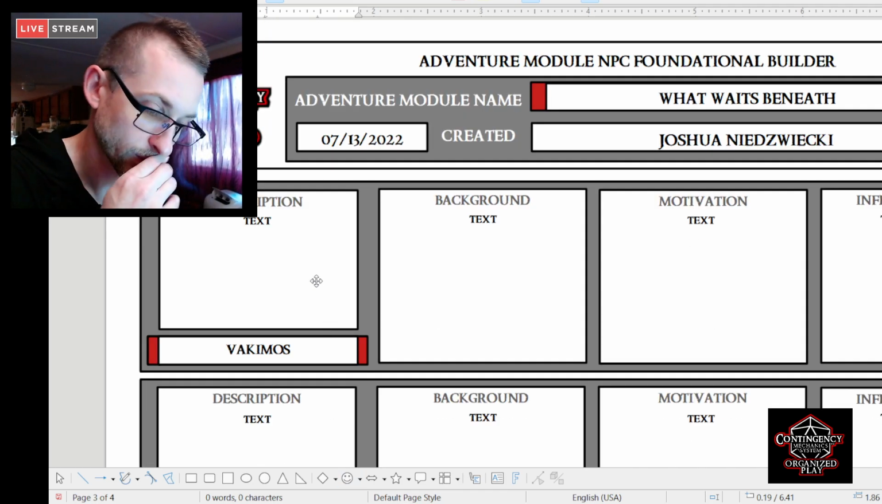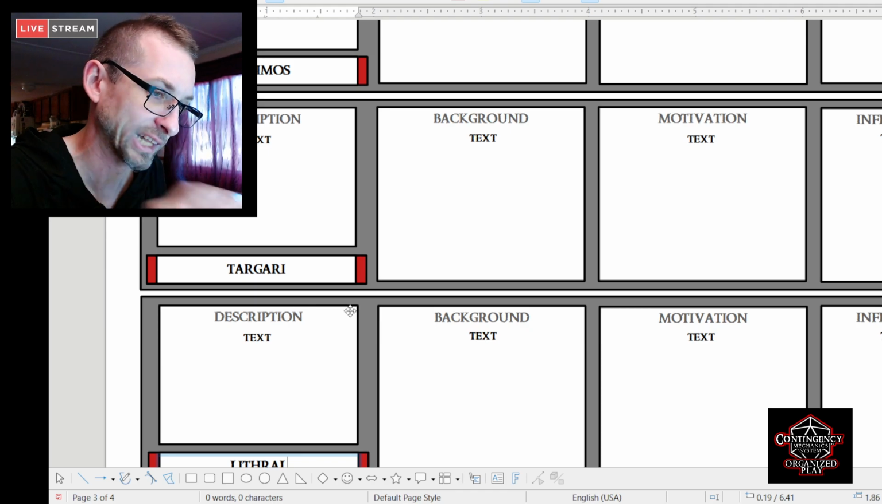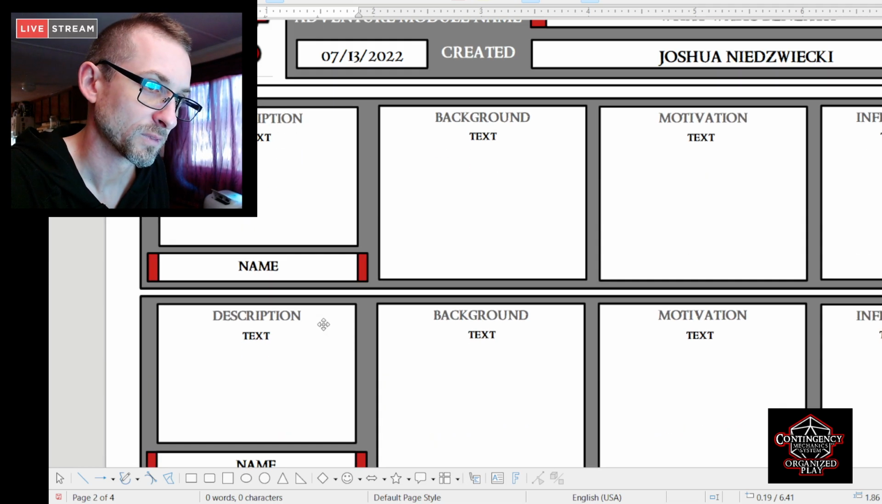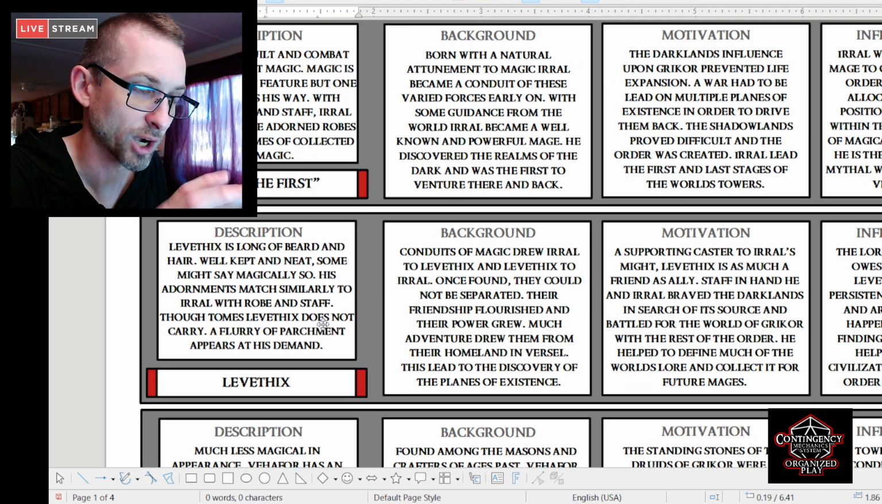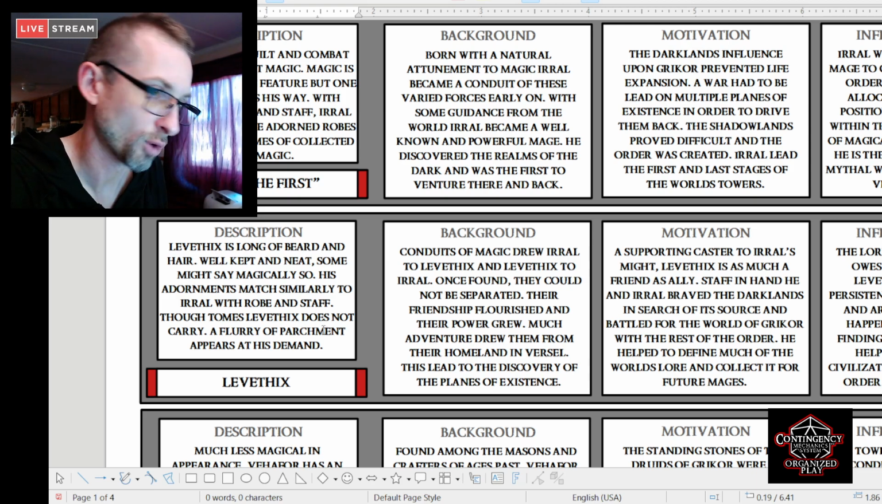So, these two mages literally die in the process. There's no way that they're returning. When the mythos is created, Levithix, Vehafor, and Aral end up defeating them to the point that they are just no more.